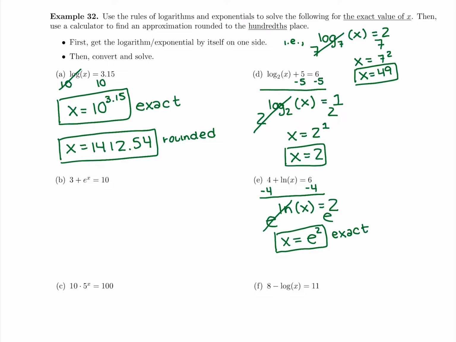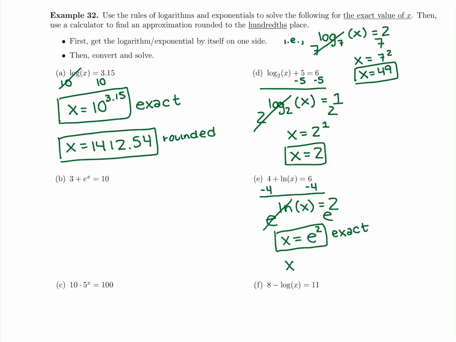And then I want to grab my calculator and plug in e squared. I'm going to get to the e by doing second ln on the calculator. And e to the 2, rounded to 2 decimal places, would be 7.39. There's my rounded answer.